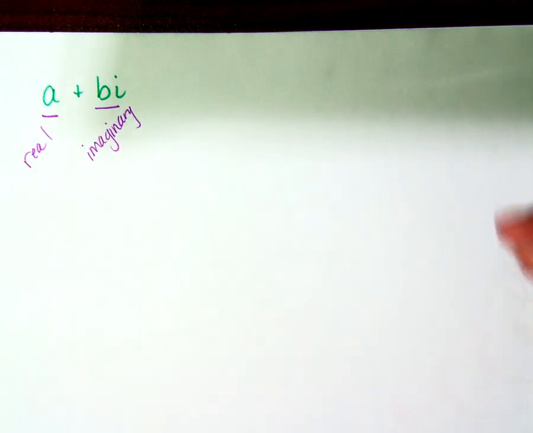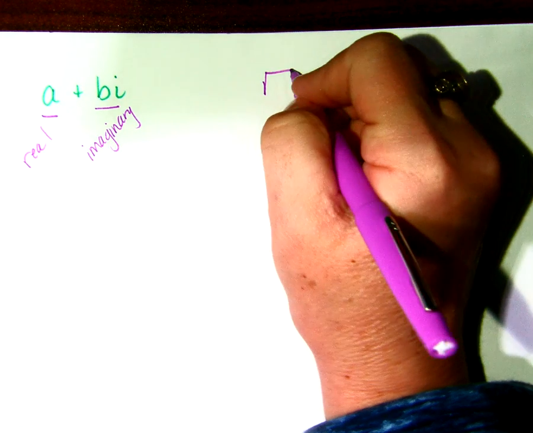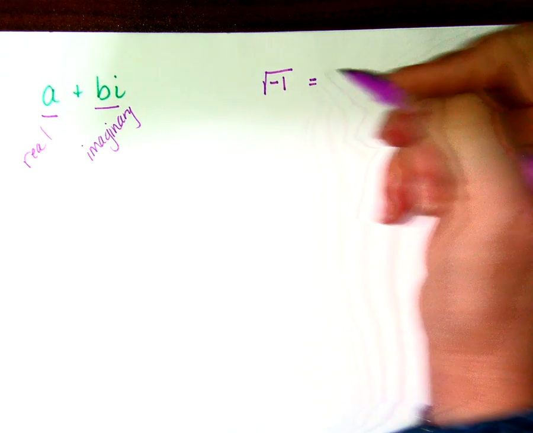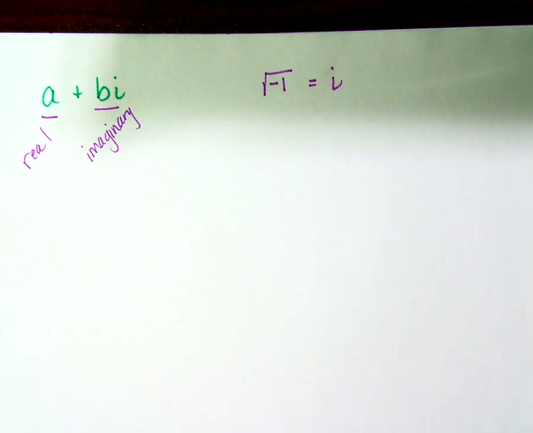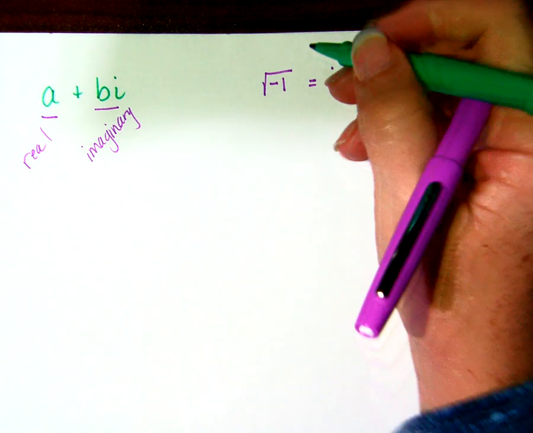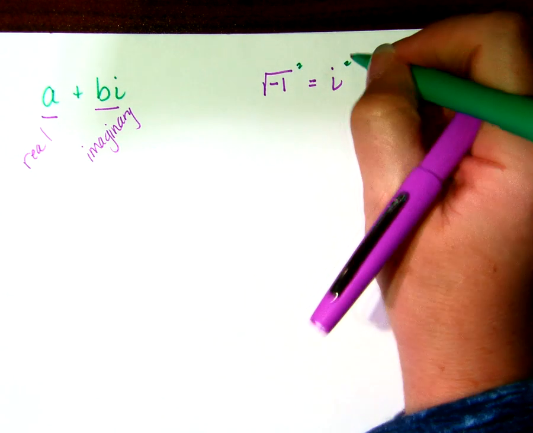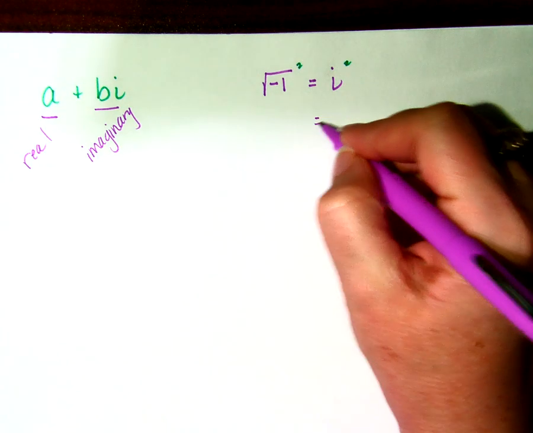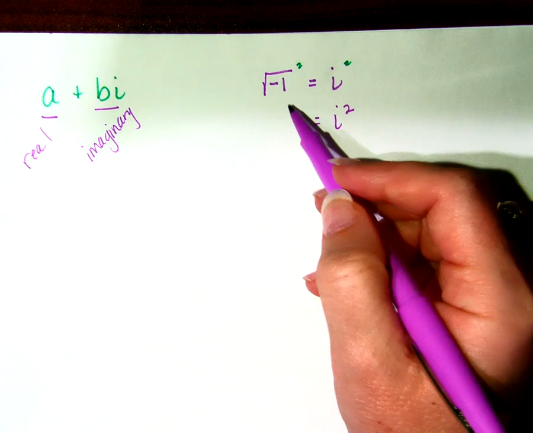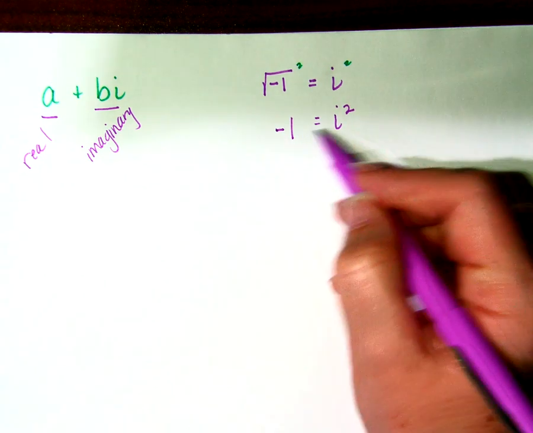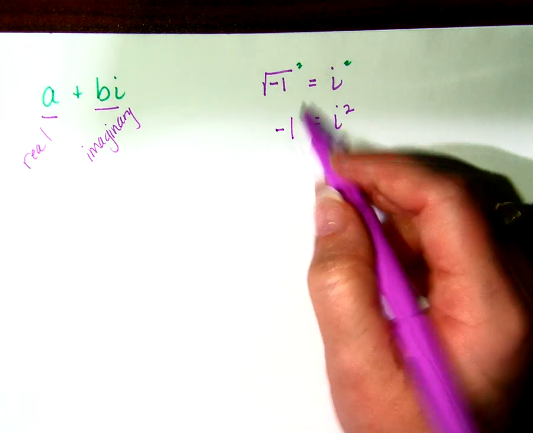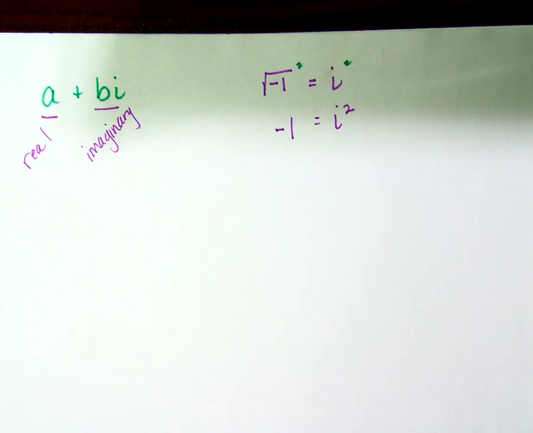Just so we remember, what is the square root of -1? i. Okay, that's where the i comes from if we take the square root of -1. If I squared both sides, I would get i squared on this side, right? What would I have here? -1. So another thing that you need to remember is that i squared is -1. That'll make things a lot easier especially when we get to multiplication.